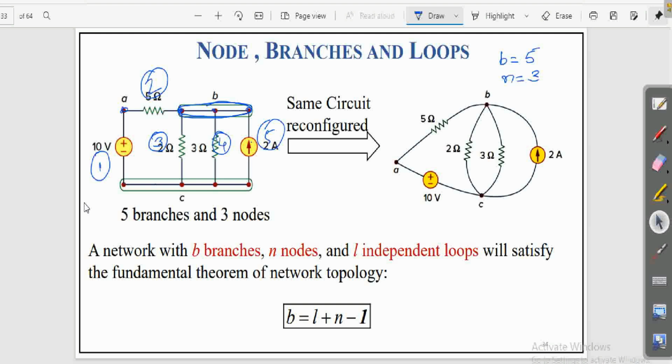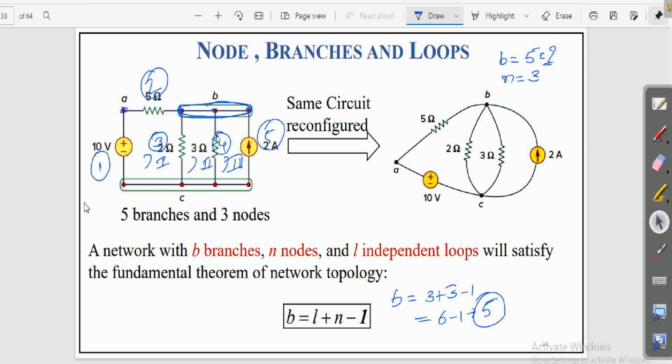And how many loops? This is your first loop, second loop, and third loop. Totally 3 independent loops. Let us substitute these values. Let us verify whether we are getting this value or not. B, the number of branches, is 5. Number of independent loops are 3. Number of nodes are 3, minus 1. 3 plus 3, 6 minus 1, which is equal to 5. So number of branches are 5.